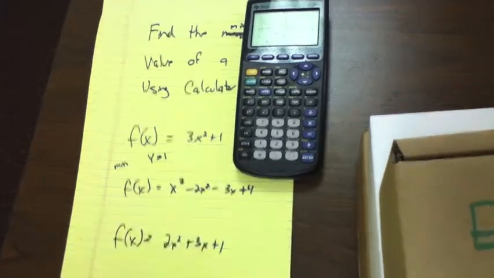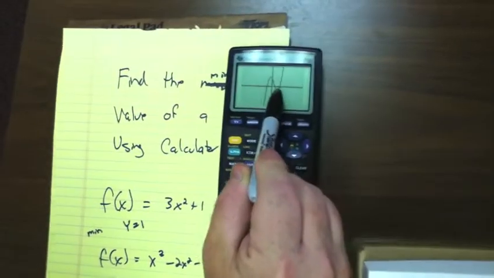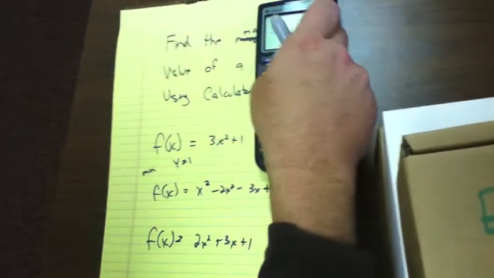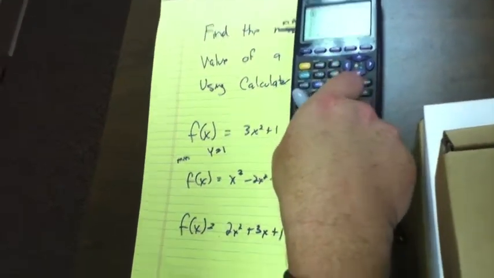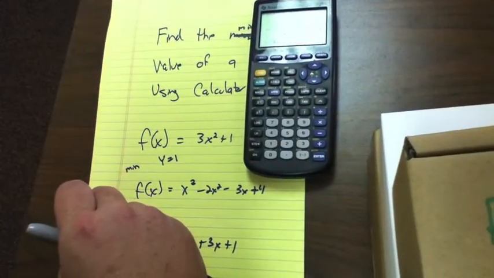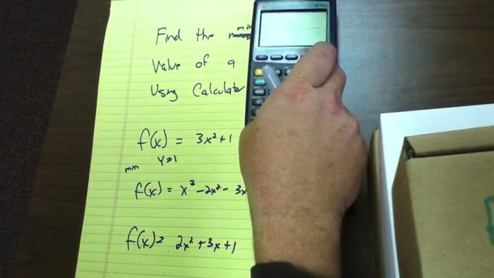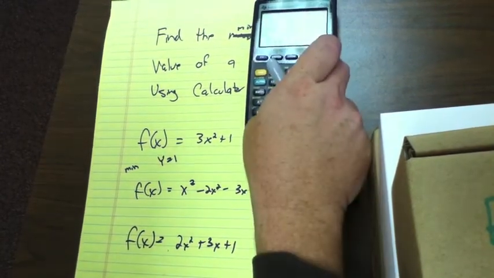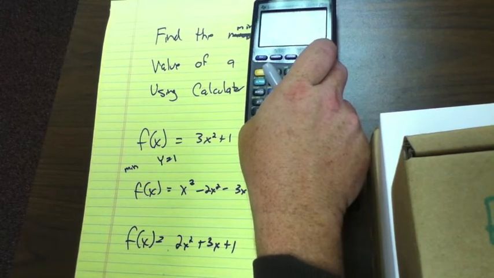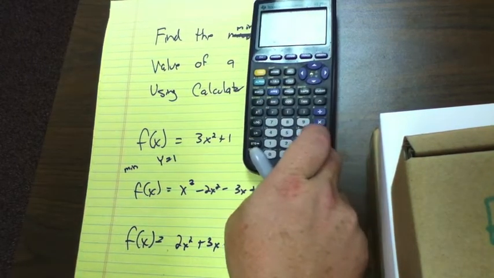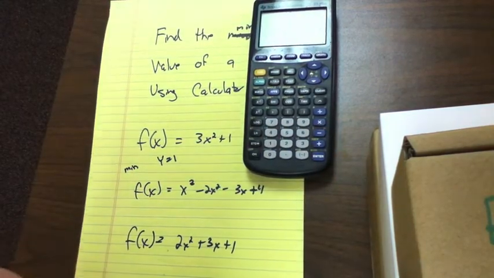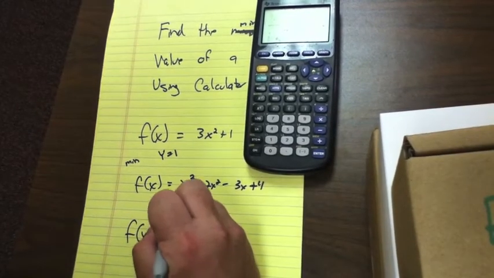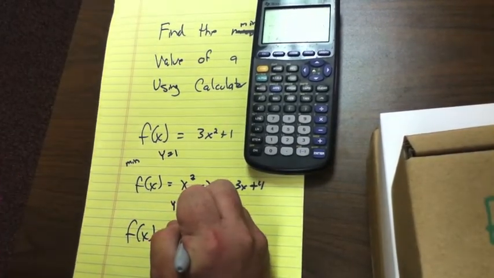Again, this has 2 turning points. So I'm looking not for the maximum, but for the minimum value where it turns upward. Again, you hit second calc, 3 for minimum. Mark the left-hand side of the minimum value. Mark the right-hand side of the minimum value. Hit enter. And it's going to give me that the x value in this case is 1.89. The y value is minus 2.06.